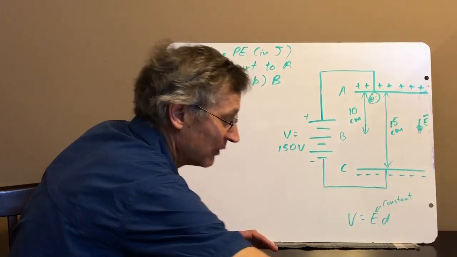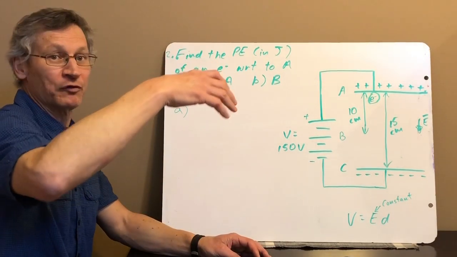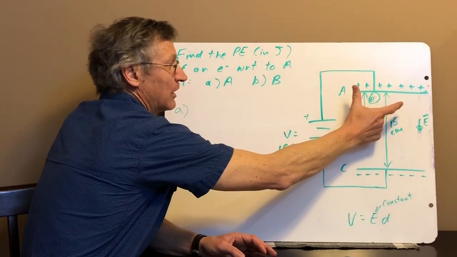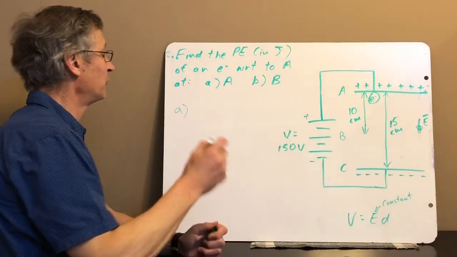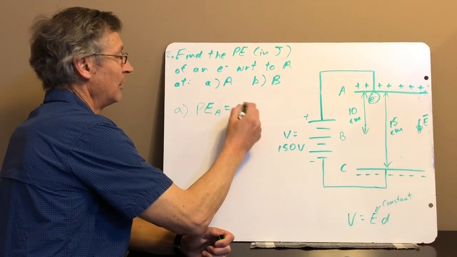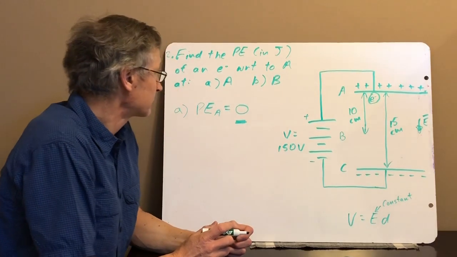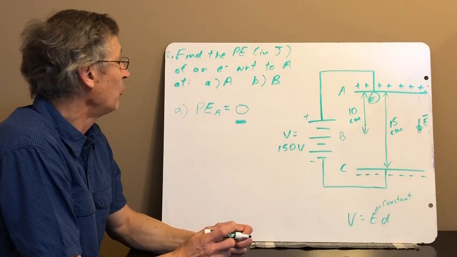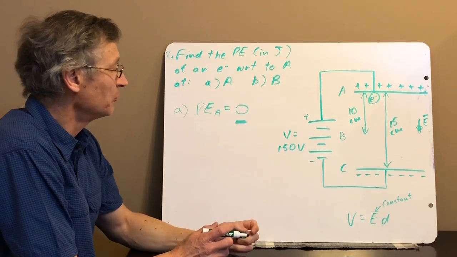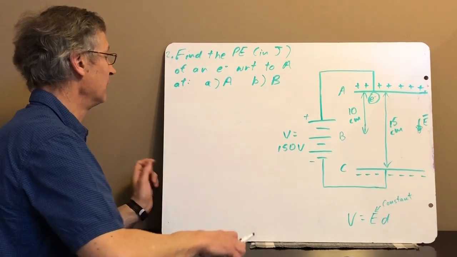Remember, if you pick something up in a gravitational field and you let it go, it moves. That means it's got potential energy. Here, the electron is stuck at A, you let it go, nothing happens to it. So the electron's potential energy at A, well, that's easy. It's equal to 0. No calculation needed there. Now how about the potential energy of the electron with respect to A at position B? Okay, that is maybe a little bit more involved.